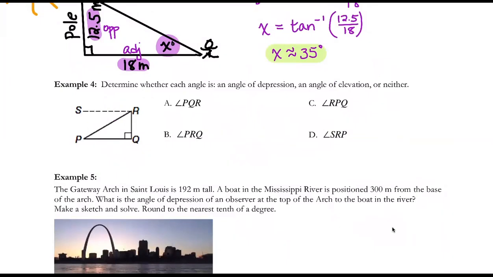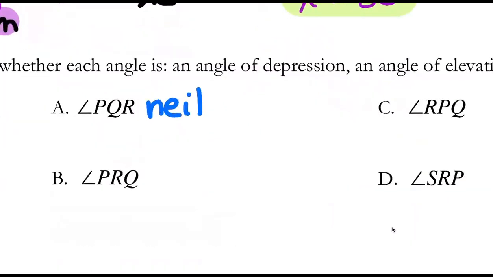Okay, so angle PQR. Well, is that an angle of elevation or an angle of depression, or neither? That is neither, because an angle of elevation from Q would go horizontal up, or an angle of depression would be horizontal down to something down here. But when you're looking at angle PQR, PQR is that angle right there, and that is neither an angle of elevation nor an angle of depression. That is neither.